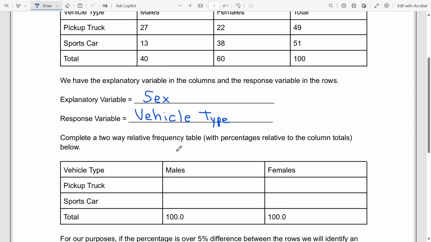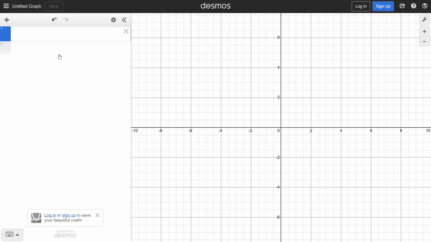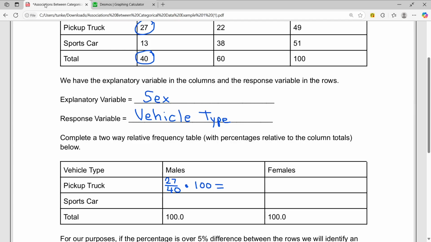So to get, say, males who prefer pickup trucks, we have 27 males here out of 40 total that prefer pickup trucks. So to figure out the percent, we do 27 divided by 40, and then we multiply that number by 100. And let's go over to Desmos and do that. So we'll do 27 divided by 40, and we'll multiply by 100, and we get 67.5%.